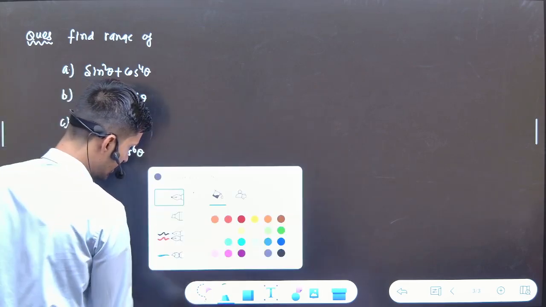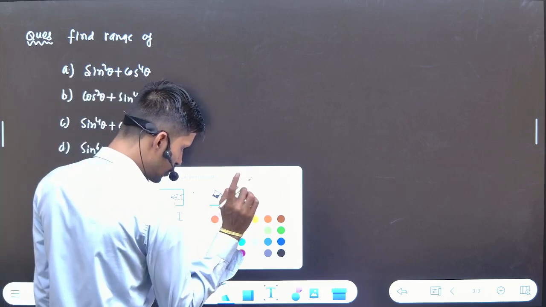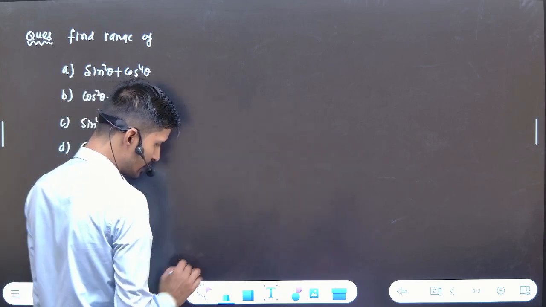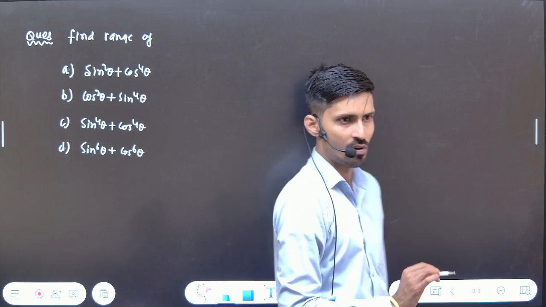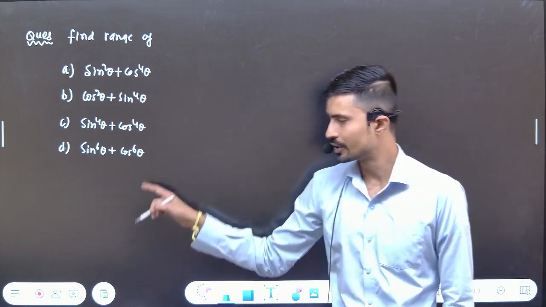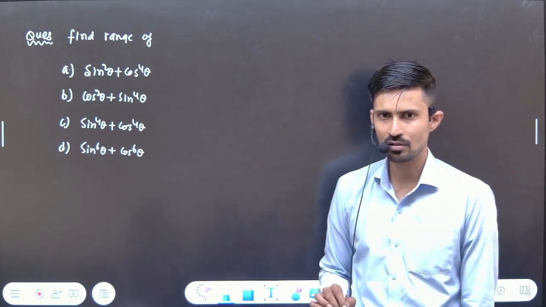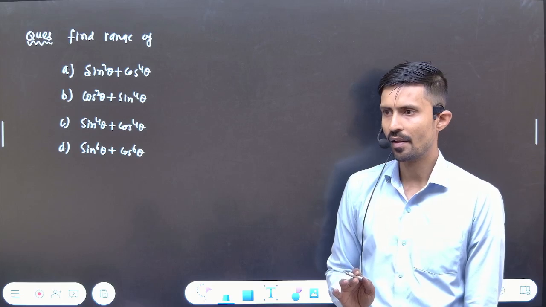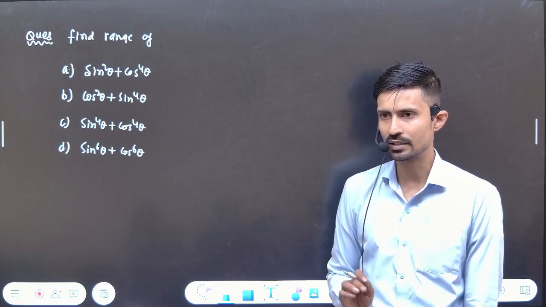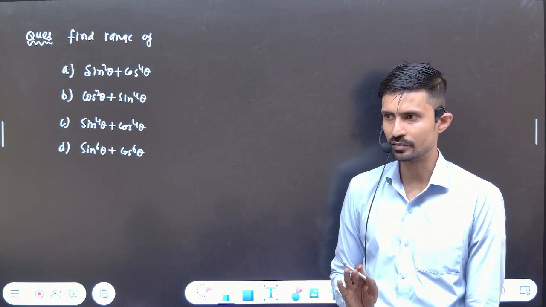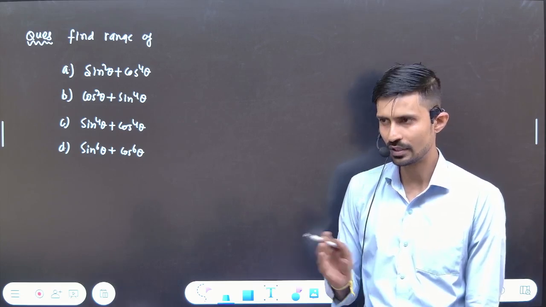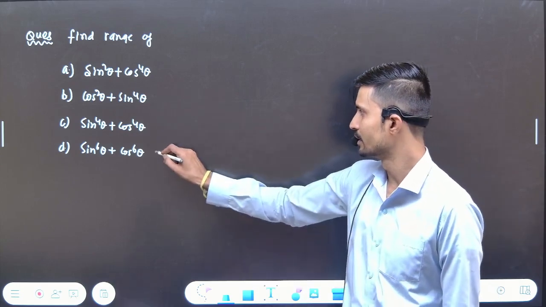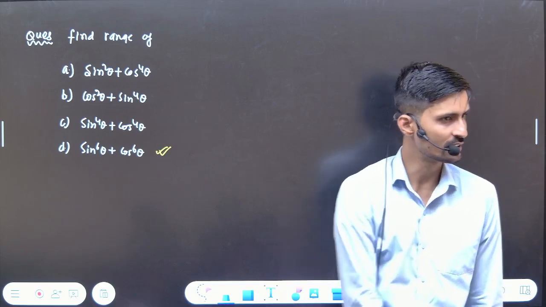These are the 4 questions. You have to tell me any one question. I will solve only one question. The rest of the questions you can solve by yourself. 1, 2, 3, 4. Tell me anyone. Tell me which question you want me to solve. Fourth one, he's saying solve the fourth one. Okay, let's start with the fourth one.